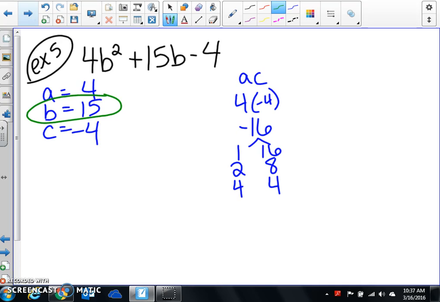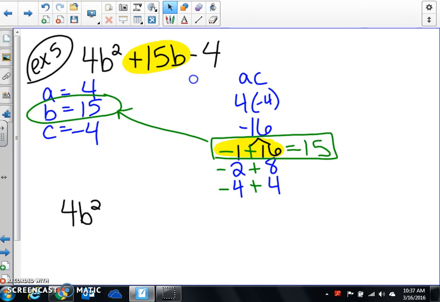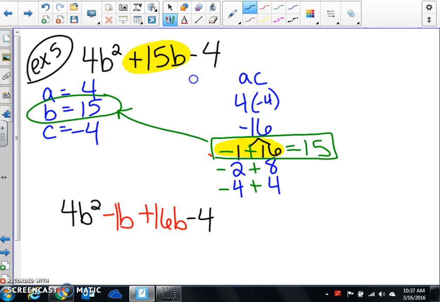This time my B is positive. So if my B is positive, I want to put the negative on the smaller numbers. Okay, now I'm going to add them up. Negative 1 plus 16 is a positive 15, and honestly, I can stop there because that's what I want. Now I'm going to sub these out up here. So 4b squared, and then I'm subbing out over here. So minus b, we can put a 1b there, plus 16b, and then just rewrite your minus 4.